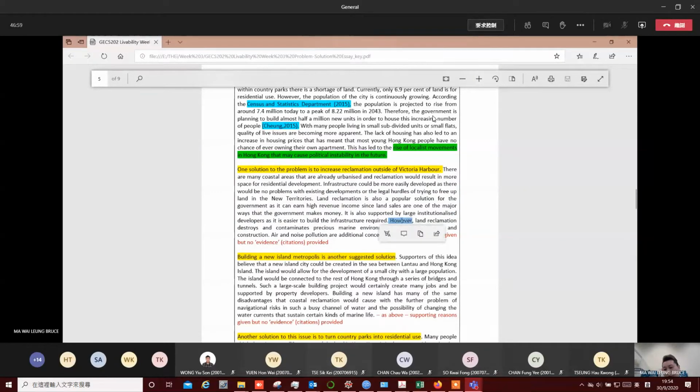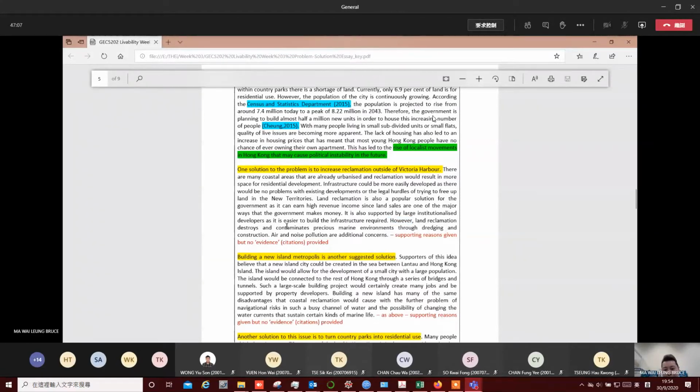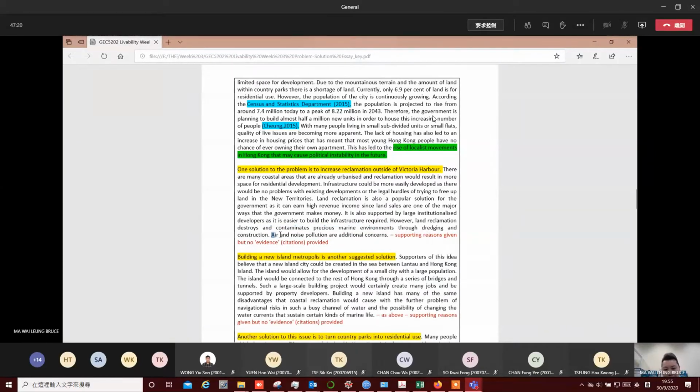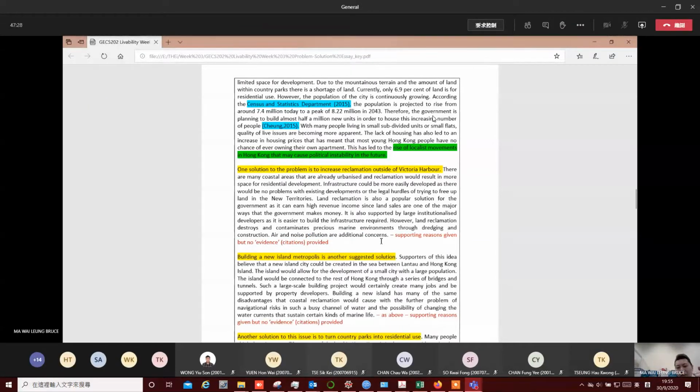We see the word however. This is a conjunction, used to indicate you are going to talk about something opposite. However, land reclamation destroys and contaminates the precious marine environment through dredging and construction. Air and noise pollution are additional concerns. All right. So whenever you offer one solution, you talk about pros and cons. That's easy. So this is the third paragraph, the solution.